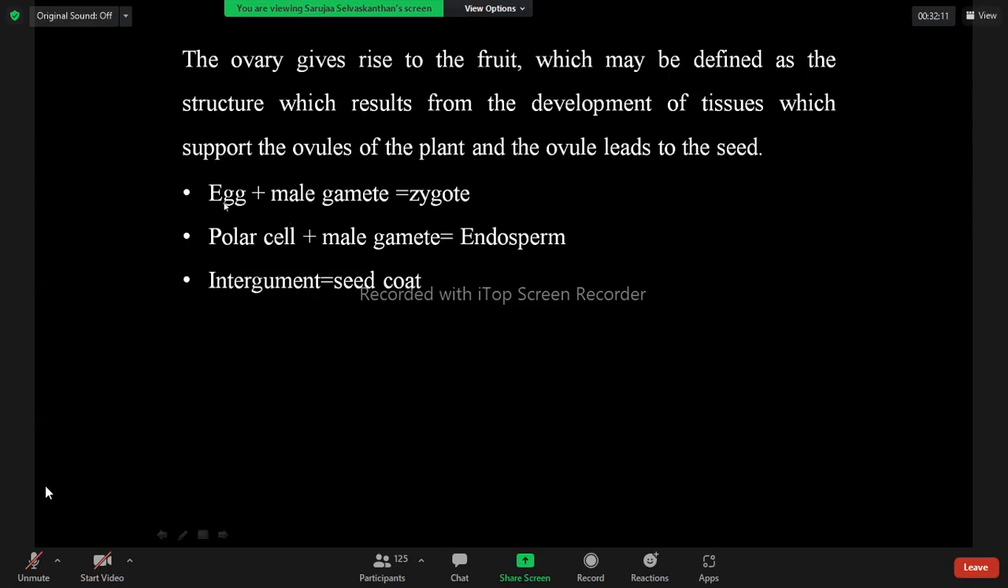Here, the female egg, the female gamete, fuses with a male gamete to develop the zygote, which thereafter develops into the embryo. The polar nuclei fuse with the other male gamete. The two male gametes are developed from the pollen tube. One of the male gametes fuses with the female gamete to produce the zygote. The other male gamete fuses with the polar nuclei to develop as the endosperm. Right, the integument develops as the seed coat.